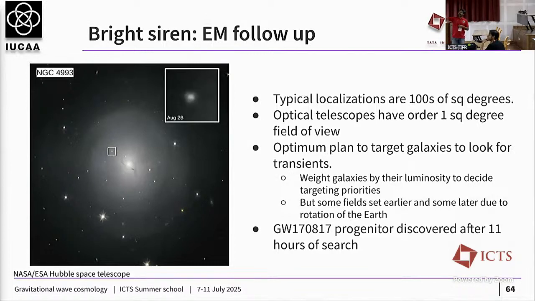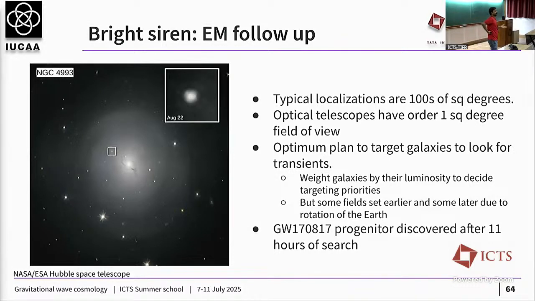Okay, so these typical localizations are of hundreds of square degrees, and if you have optical telescopes, oftentimes they will have a field of view of the order of 1 to 10 square degrees or so. There are better telescopes which have a larger field of view, but then the collecting area is small, so they don't go as deep necessarily. So it's a combination. You have to optimize how exactly you're going to follow up a particular event, a GW event whose localization has been sent out.